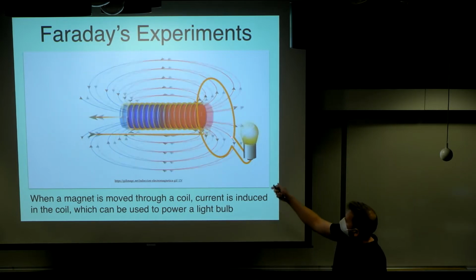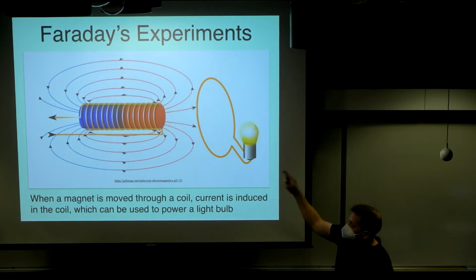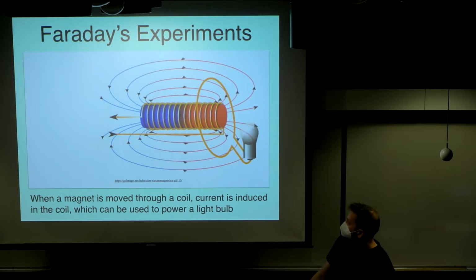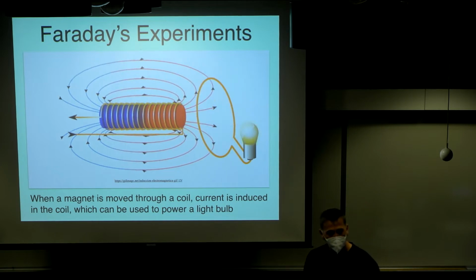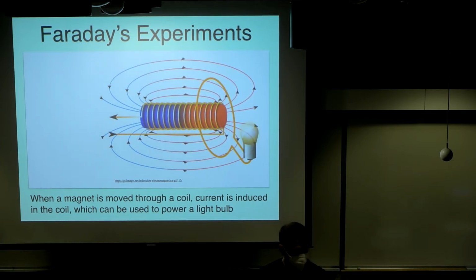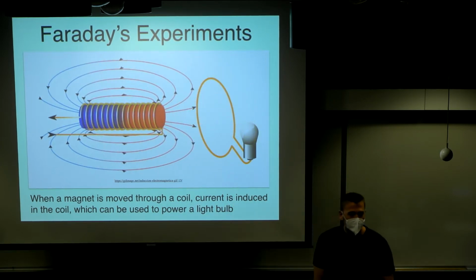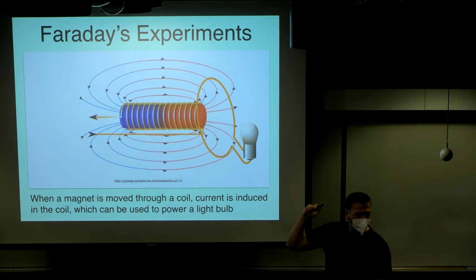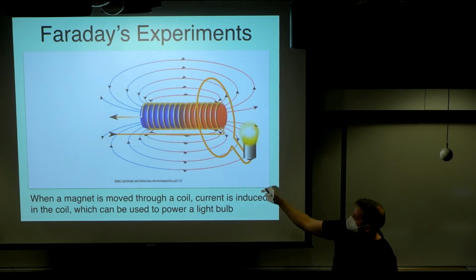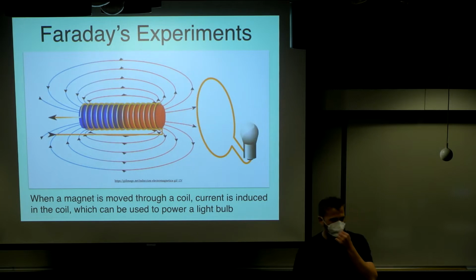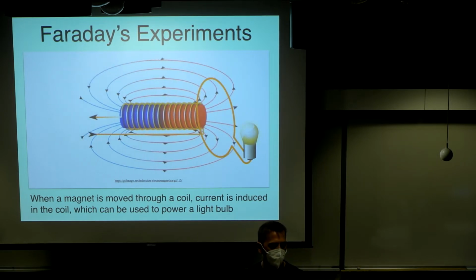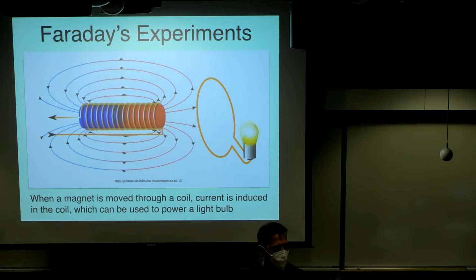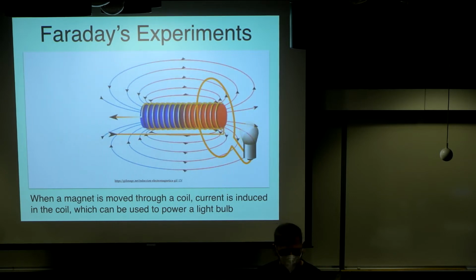So basically, the magnetic field that the loop sees is changing, right? It sees a pretty weak field at first, but then as the magnet goes through it, it sees a stronger field, more field lines going through it. And while that change is happening, we can have some current flow through here, which will cause the light bulb to light up, okay? So that's just another example of the same effect. You see how these two experiments are related?